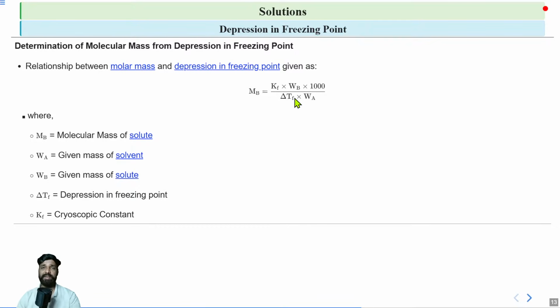Again, we have rearranged our previous formula, which was delta Tf is equal to Kf m. So in place of molality, we can write the number of moles of solute divided by the mass of solvent. Here is your mass of solvent, and the number of moles of solute is simply Wb by Mb. If you rearrange that formula, you will get your final formula as Mb is equal to Kf into Wb into 1000 by delta Tf into Wa.